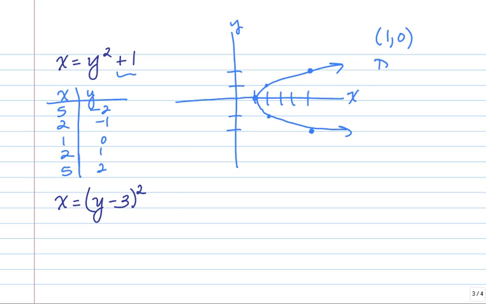The domain would be from 1 to infinity. The range is -infinity to infinity. The axis of symmetry, if you want to say that, is the horizontal line through the vertex, which is y is equal to 0. Okay, so understand what's happening.